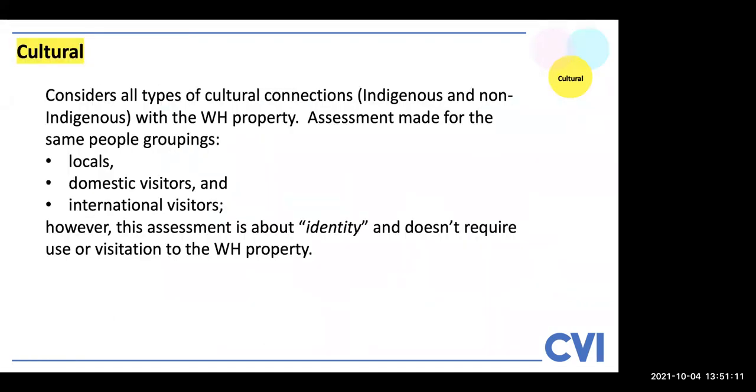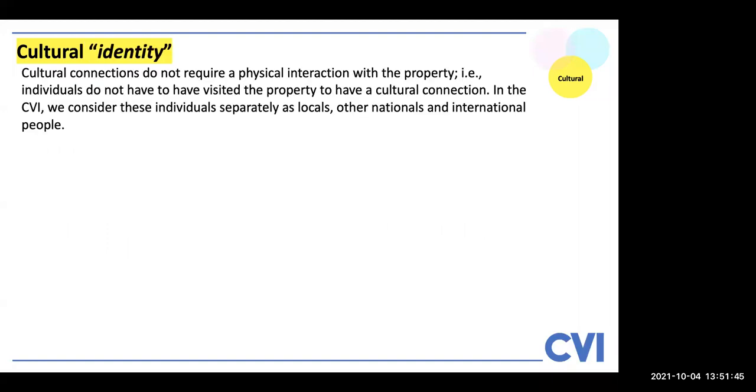The final component of the community vulnerability assessment is the cultural connections. And as mentioned previously, these can be Indigenous or non-Indigenous, so longer history or more recent history. And again, we look at three different groups: locals, domestics, and internationals. However, because this is about identity, it doesn't actually require a physical use or a physical visit to the property. And that's an important distinction for this component. Cultural identity, as mentioned, doesn't need to have that.